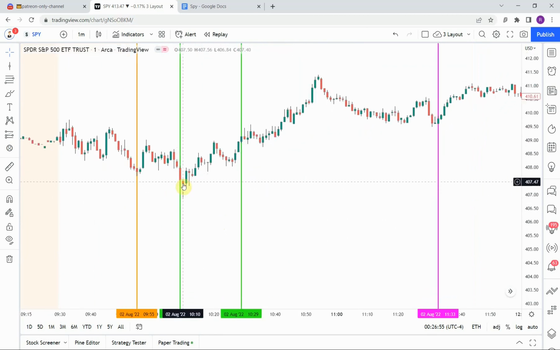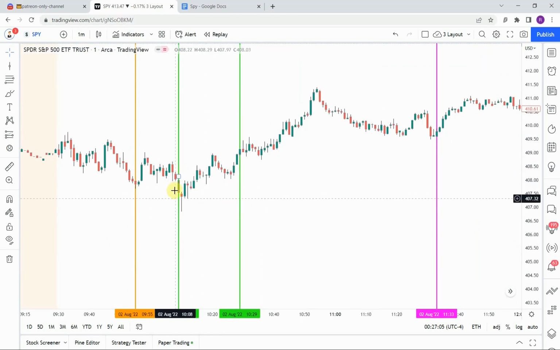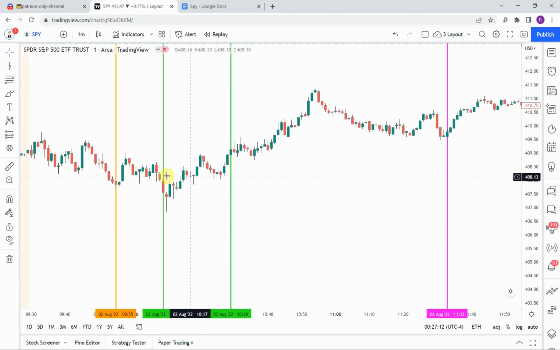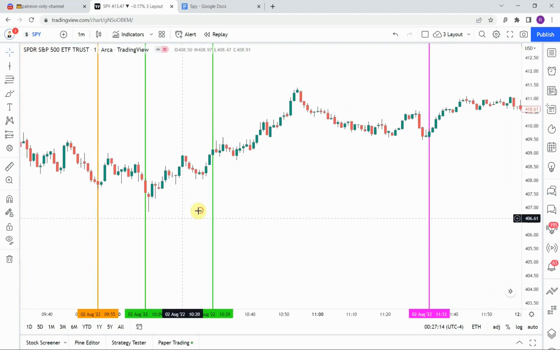Then I jumped on puts again here. As it moved up here, I thought maybe we would get a push to the top side, jump on some calls, but it didn't, and so it started to roll back over and push down here. Jumped on some more puts and got a nice wick right here, was able to get our first take profit, and then it started to push back up and I exited the rest of the position at a reasonable price.